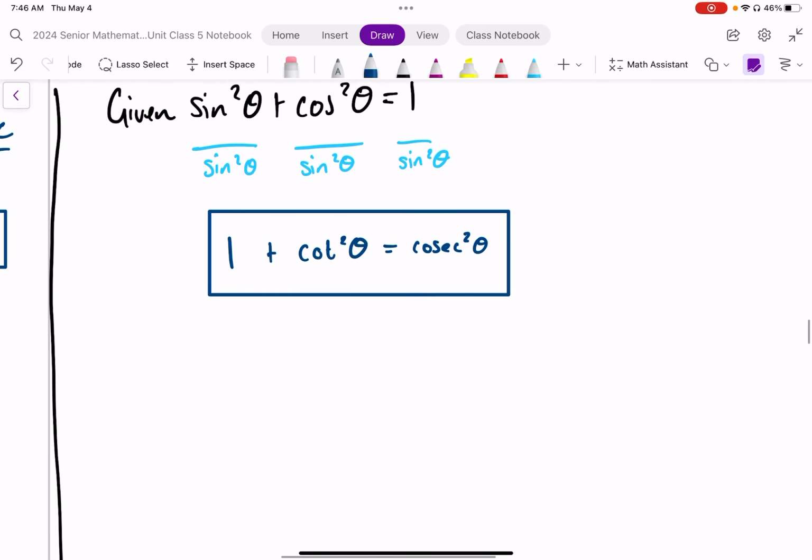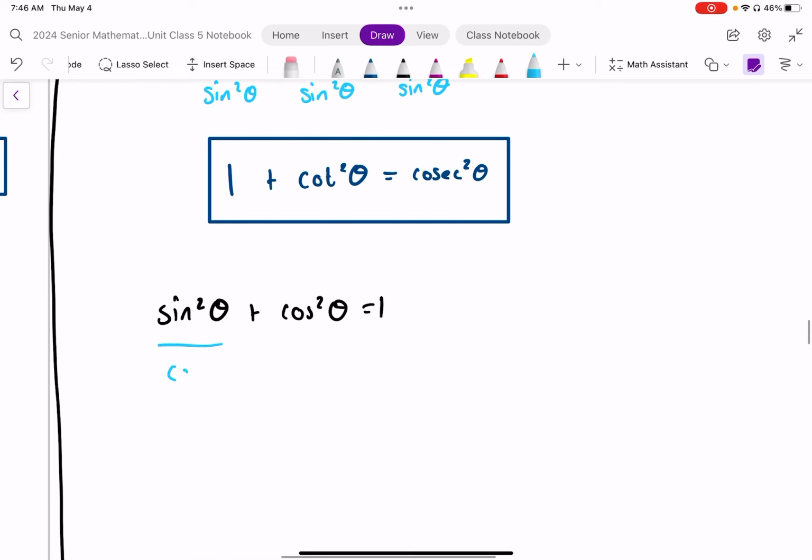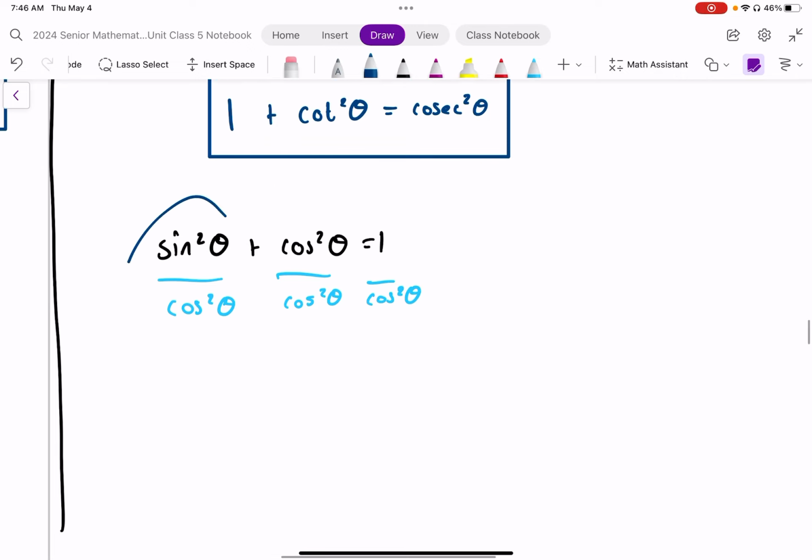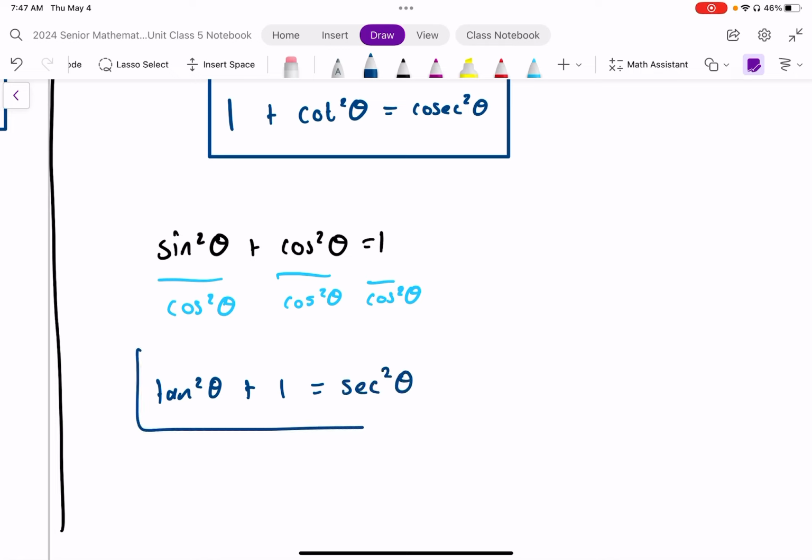Now, let's look at that same trigonometric identity, sine squared plus cos squared is 1. And now, instead, I'm going to divide every term by cos squared theta. So what we've got here, now I've got sine over cos, which we just said was tan. So that's tan squared theta. Cos over cos will be 1, and 1 over cos is sec. So we've just proved the other two identities.